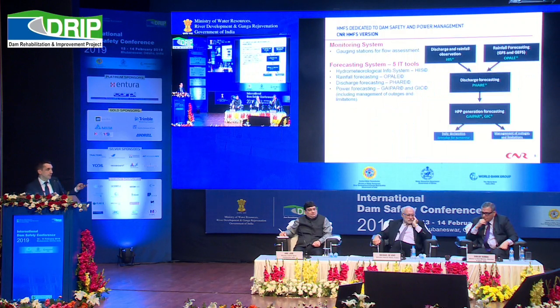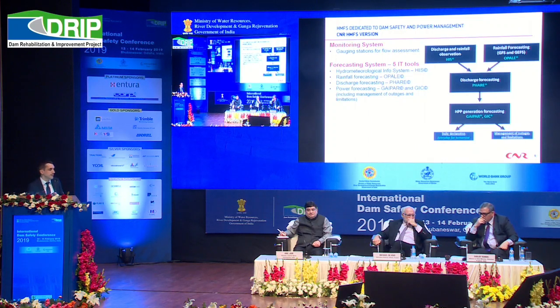So the principle is, of course, to have gauging stations all along the river. In total, we have 200 plus gauging stations along the Rhone River, and we have actually five IT tools to deal with monitoring and forecasting. On the top, you have what we call the hydrometeorological information system, which is dedicated to data collection regarding discharge and rainfall.